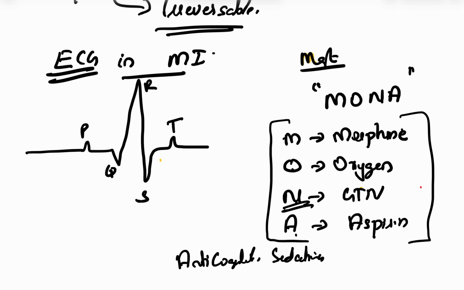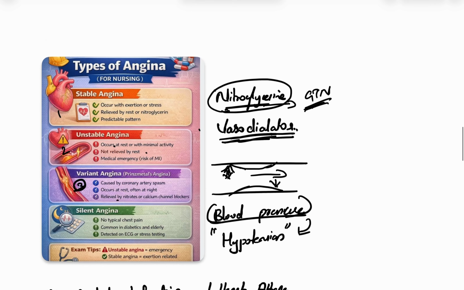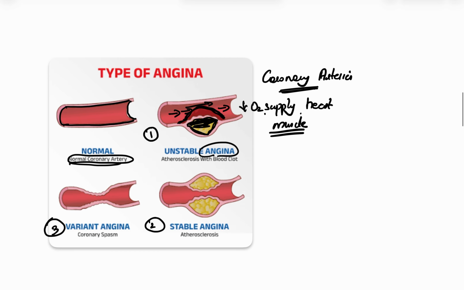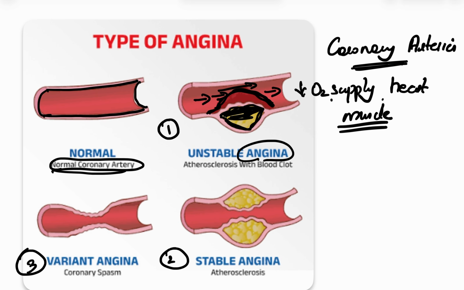Okay, so now we studied about angina. What is angina and myocardial infarction? Both of them are coronary artery diseases. And for angina, there are mainly three types. First one is stable angina. Then we studied unstable angina and variant angina.